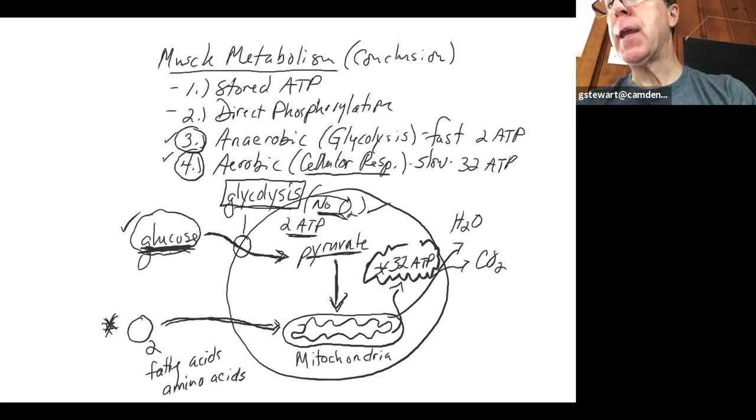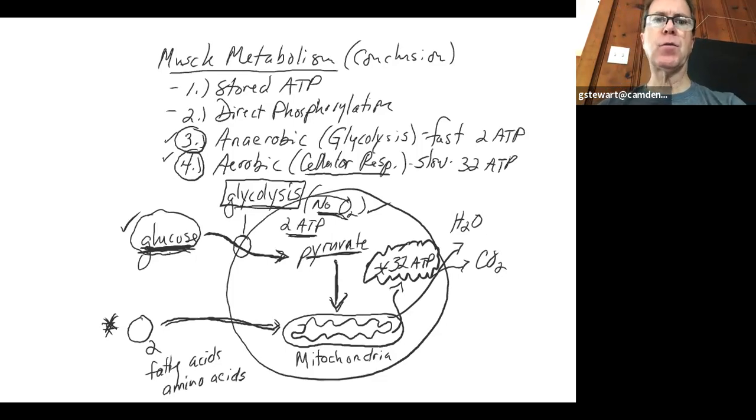That's what the muscle needs in order to sustain contraction. So that's what I wanted to go over. By the way, this 32 number includes these first two. That 32 ATP is a net. It's a very complicated process. This is the Reader's Digest, the Cliff Notes version.